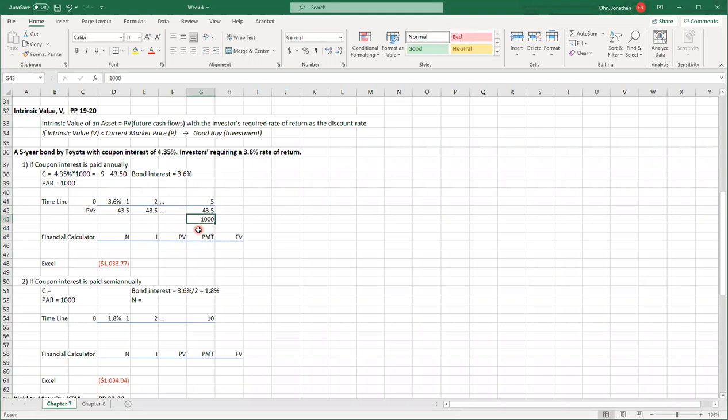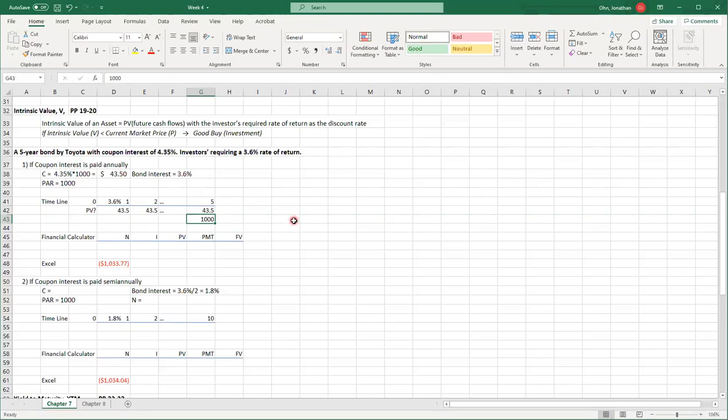Okay. So given these cash flows and the bond interest rate, the market interest rate is 3.6%. You locate this as K, which is 3.6%, and the bond time horizon is 5 years. So 5 years, 3.6% investors' required rate of return, and coupon payment of $43.50 and $1,000. This is the whole picture related to this 5-year bond by Toyota.